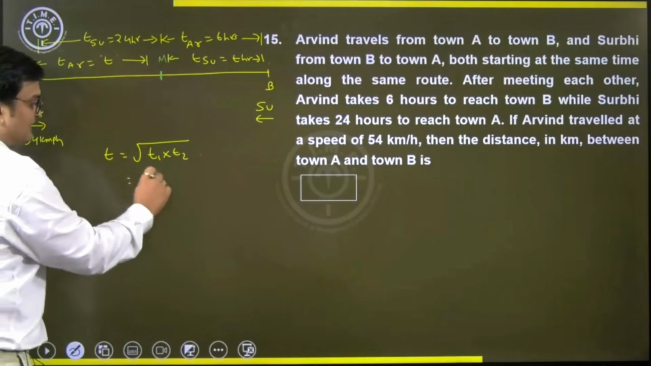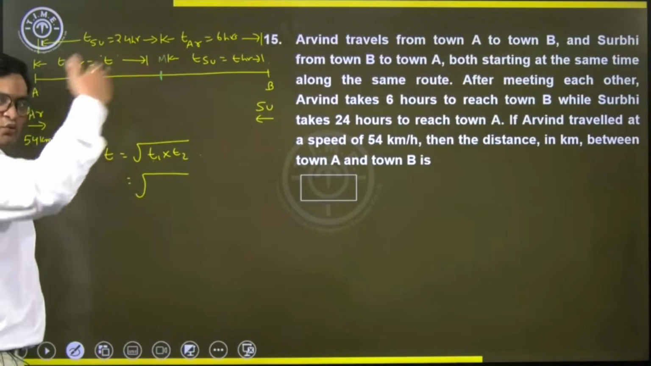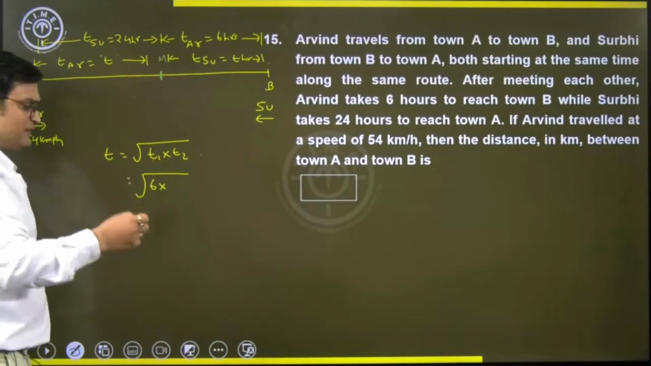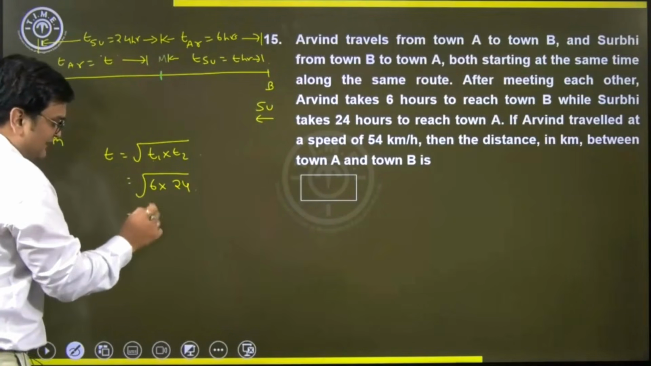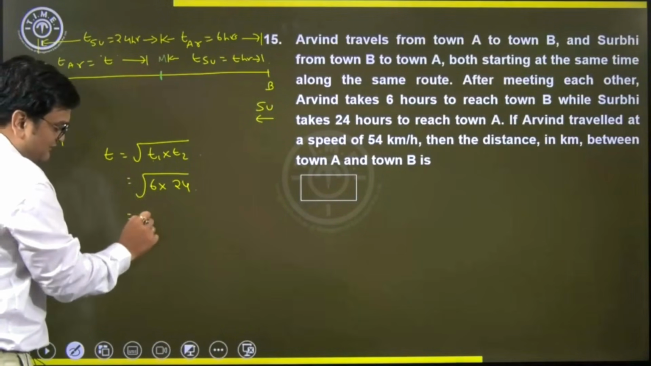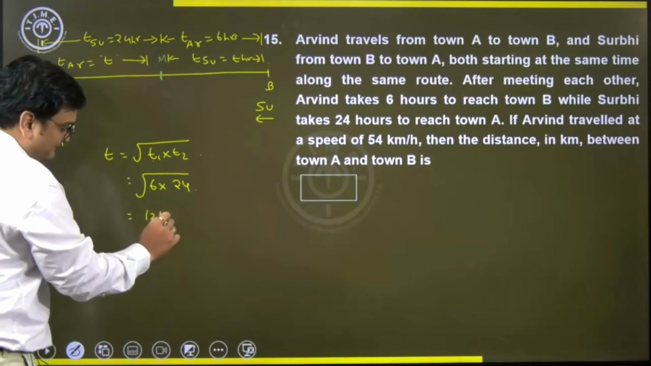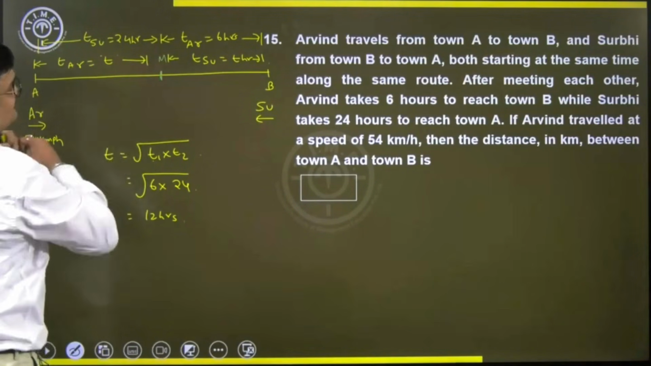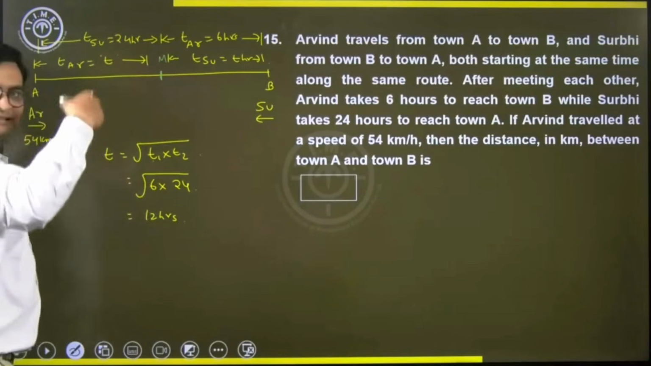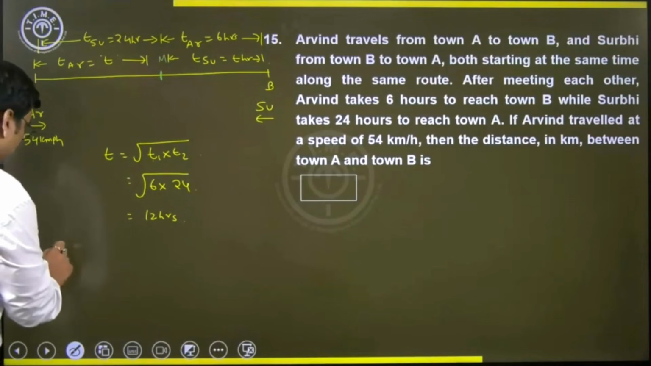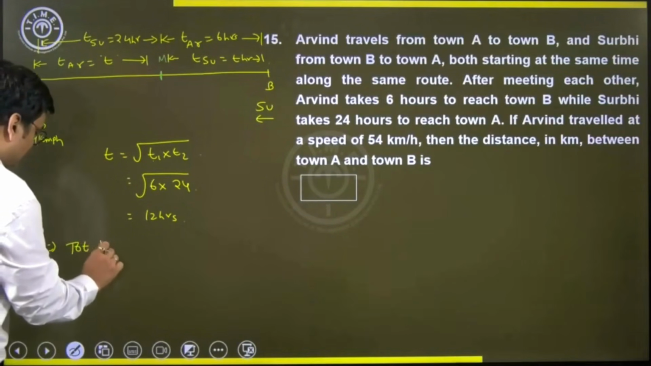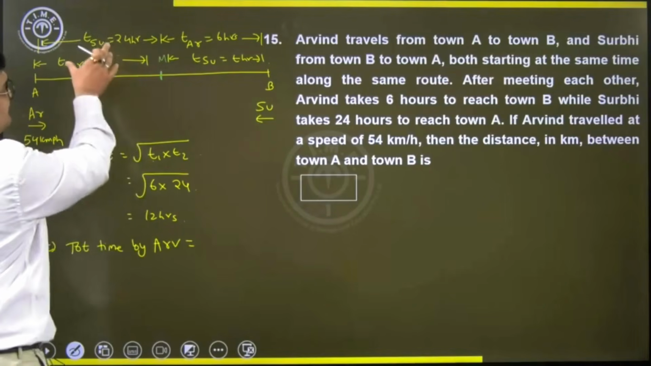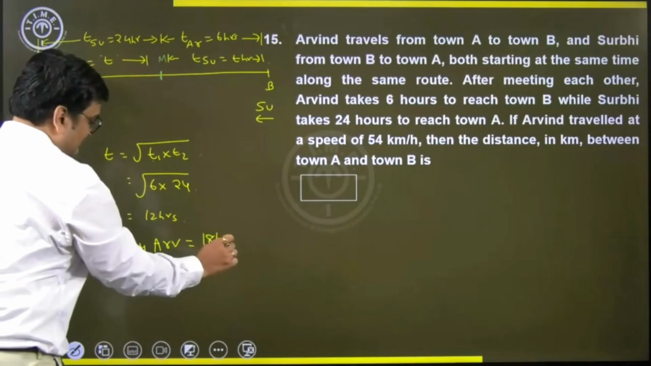So here this T1, the time taken by Arvind to reach the destination is 6 hours, and time taken by Surabhi after the meeting to reach the destination is 24. So that means the time taken for them to meet T will be nothing but square root of this, which happens to be 12 hours. So that means for this part of the journey, Arvind took 12 hours. For remaining part, Arvind took 6 hours. So can I say the total time taken by Arvind will be 12 hours here and 6 hours there, 18 hours.